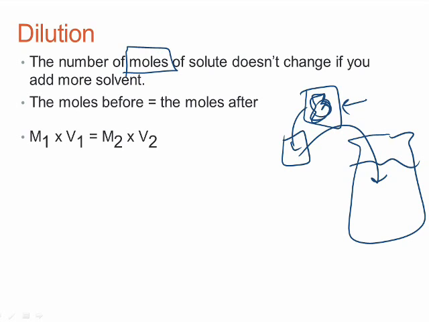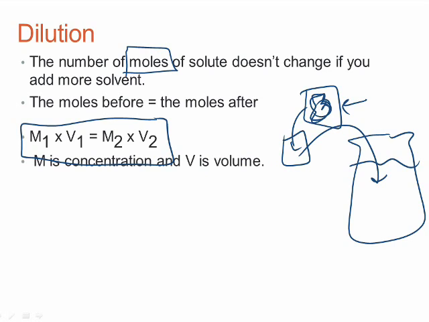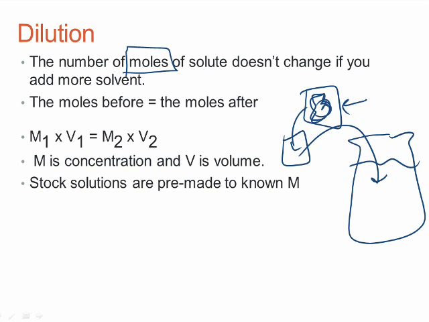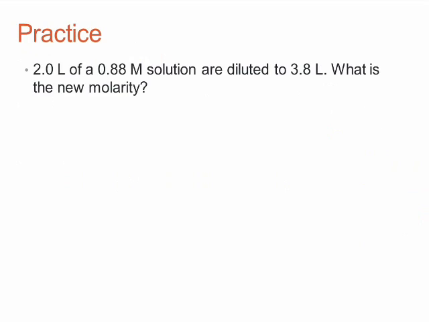We use that information to come up with this nifty equation. It's also pretty straightforward and easy. The key here is really getting the units correct. M is concentration, we know that. That's molarity, and V is volume in liters. Stock solutions are pre-made to a known molarity. Let's try this. We have 2 liters of a 0.88 molar solution, and we dilute it to 3.8 liters. So that means we add solvent, usually water. What is the new molarity?